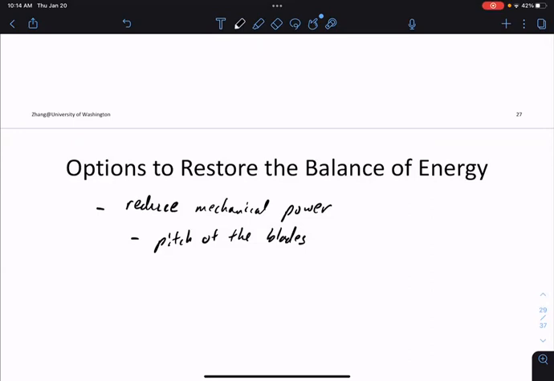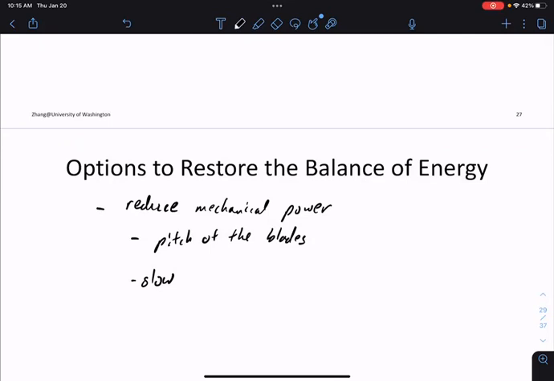Imagine the scale of the wind turbine we show. These are 100-meter-long things. You cannot pitch the blade that fast. It will take some time to change the pitch of this large machine, this large component. So this is slow, meaning on the order of a few seconds. There's a lot of inertia in the system, so it takes some time to pitch the blades. Your system may not survive these few seconds, depending on how much power you're putting into it.